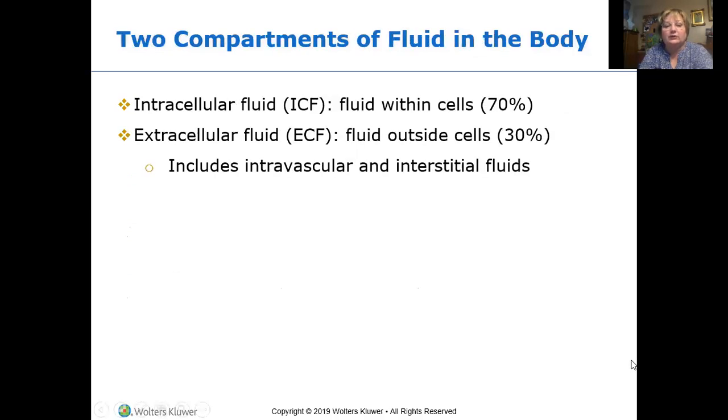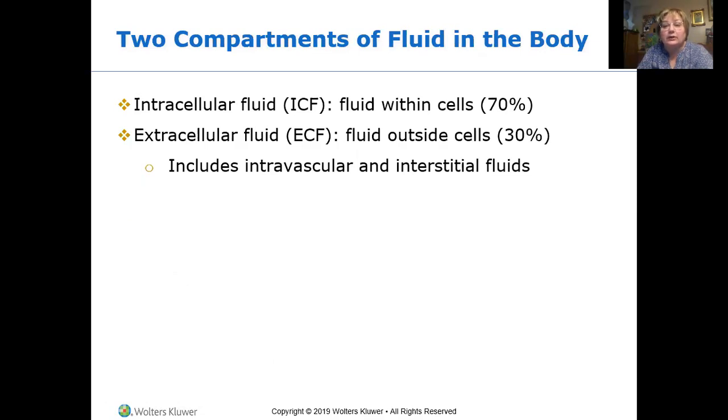Okay. So there are different types of fluid within the body. I should say it more like, where is the fluid actually? Where is it being compartmentalized? Where is it being held? So within the cells, there's about 70% of our fluid. So really most of our fluid is actually inside of our cells.